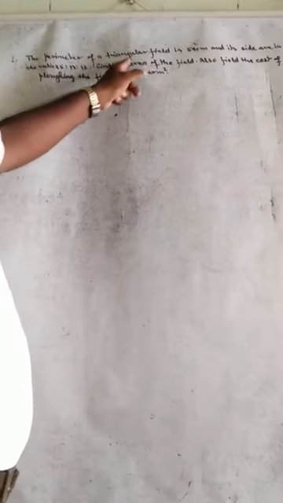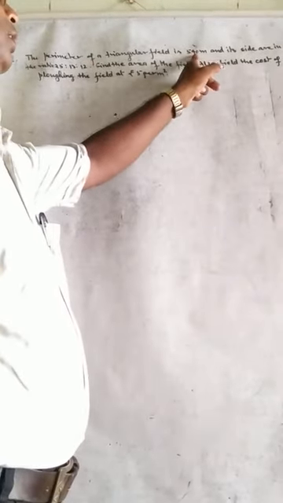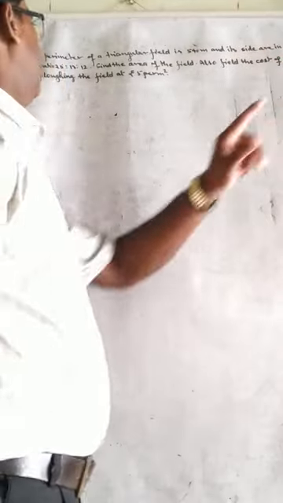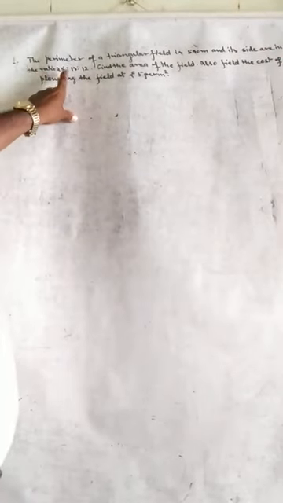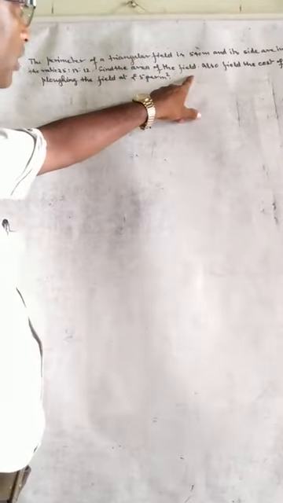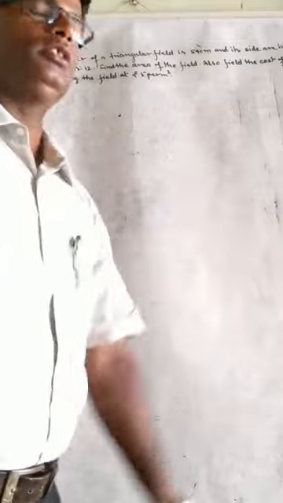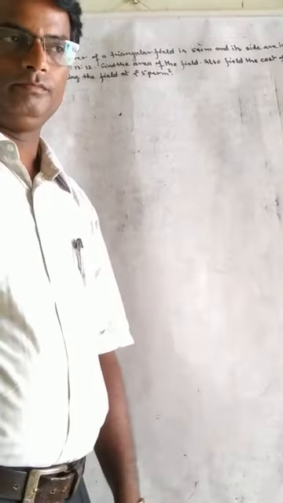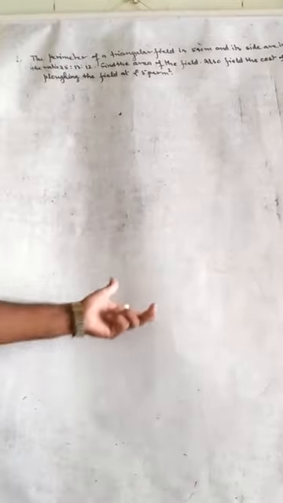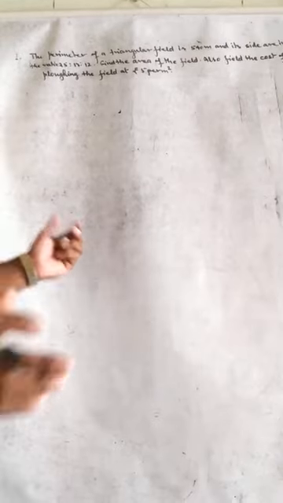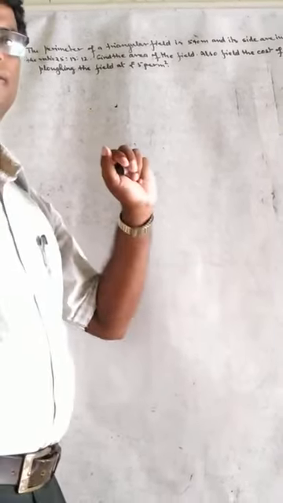The perimeter of a triangular field is 540 meters and its sides are in the ratio 25:17:12. Find the area of the field. Also find the cost of ploughing the field at rupees 5 per meter square. First, we want to calculate the area of the field, and lastly the cost of ploughing.